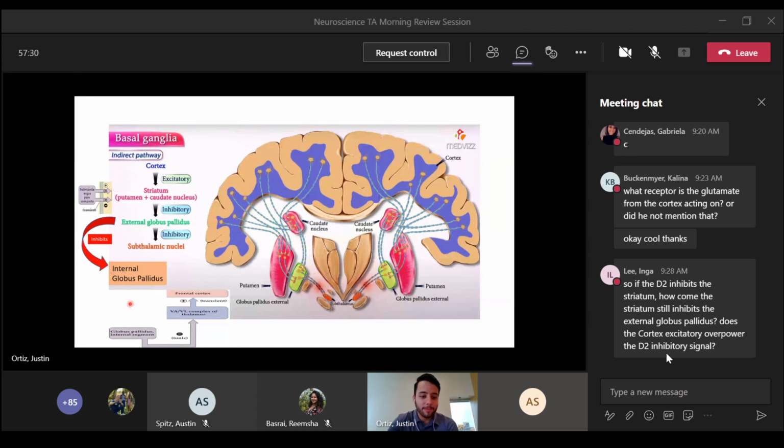So again, if it helps you remember, basically the globus pallidus internus has an I, meaning it typically inhibits, right? So if you inhibit an inhibitor, then it's going to be excited, and then vice versa. So if that helps you remember what the globus pallidus internus does.